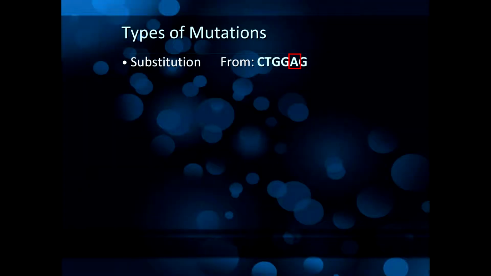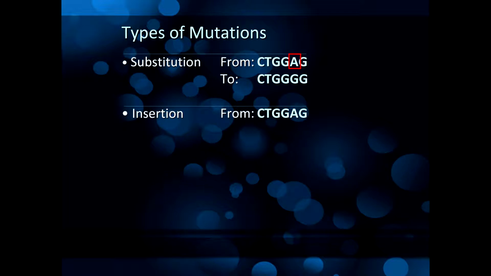Yep. So let's look at the different types of mutations. There's the substitution, and that's probably one of the most basic types. Here's our genetic code, CTG, GAG, and if we have a substitution, the A is turned into a G. So you substituted one letter for another. Yes, there's an example of a substitution.